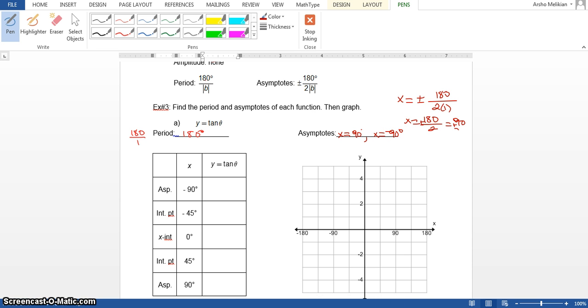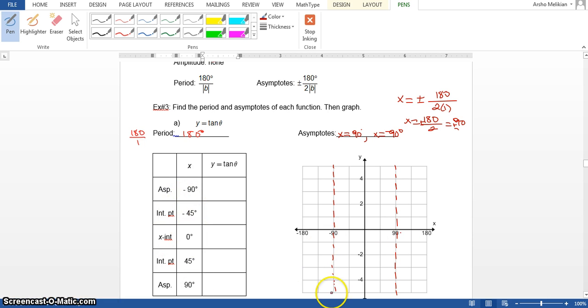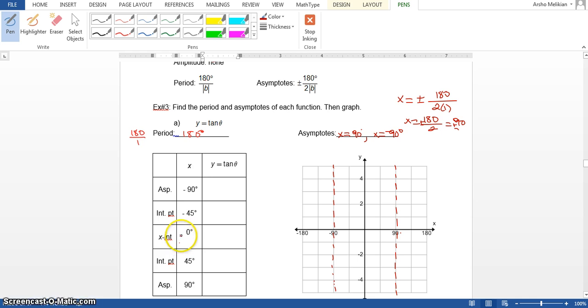All right, so let's mark the asymptotes here. Negative 90 and positive 90. Okay? Now, this time around, these values here are going to start and end at your asymptotes. So from negative 90 to positive 90, and the rest is exactly the same. The halfway point between negative 90 and positive 90 is 0. The halfway point here is negative 45. The halfway point here is positive 45. Okay? And you do it exactly in the same way that we did it before.